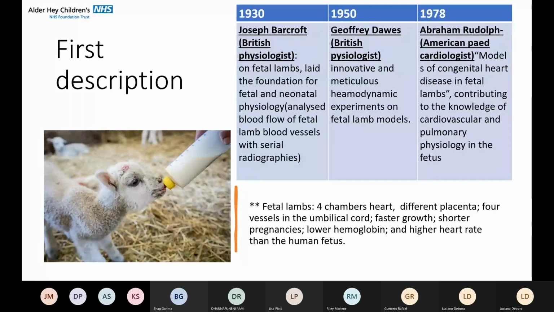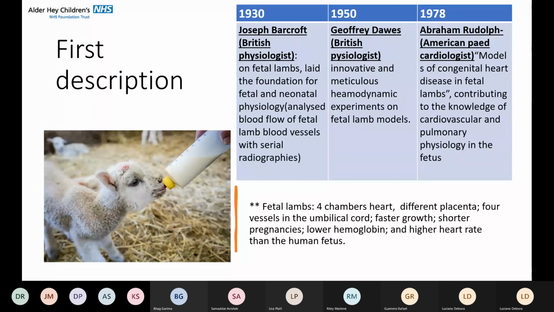Basically, in the 1930s, the British physiologist Joseph Barcroft published his first study on fetal and neonatal lambs, analyzing blood flow with radiographies. And it's interesting to find those articles still online. They're available, and it's a good literature review, actually.